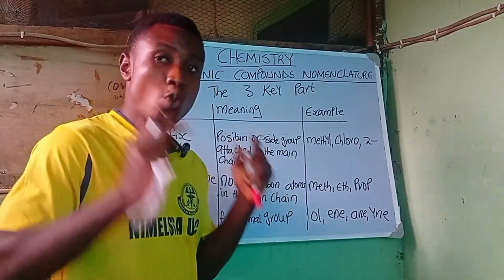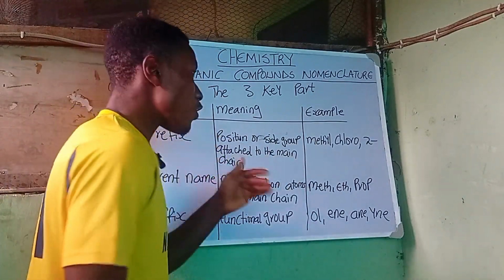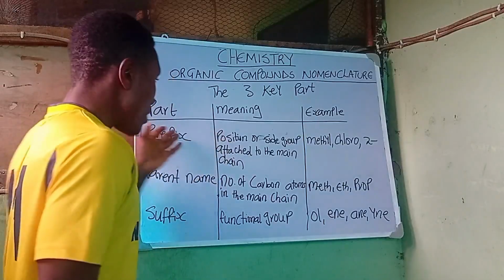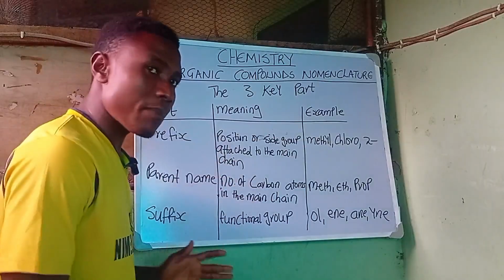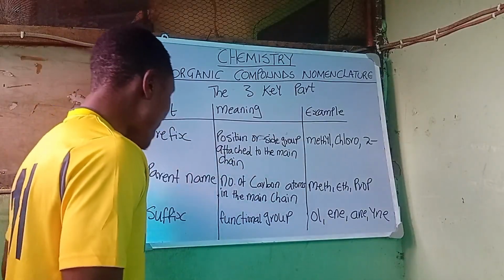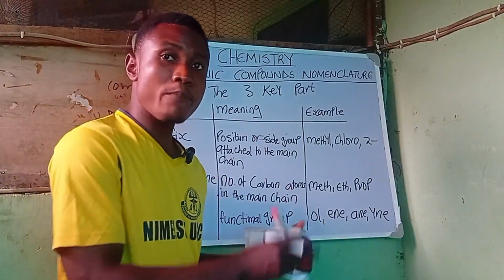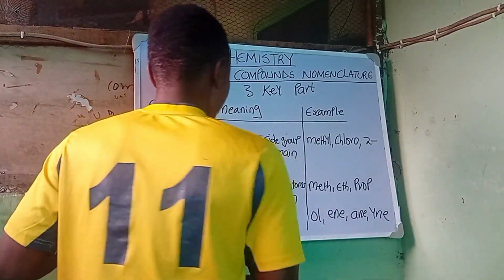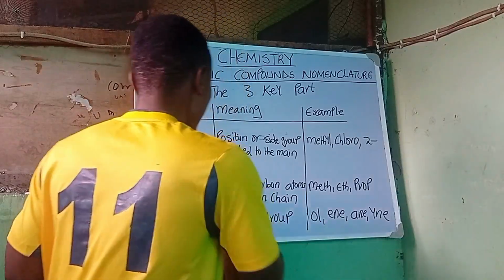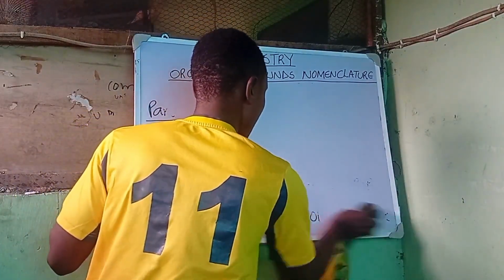So this is what is needed. When it comes to naming organic compounds, you have to first of all know the parts, the meaning, and the example. And we have just three parts: the prefix, the parent name, and the suffix. We are going to be applying this right away because we are heading to the step-by-step method on how you can name these organic compounds.